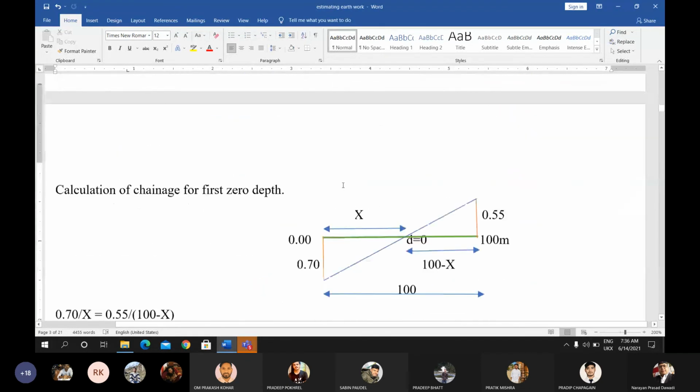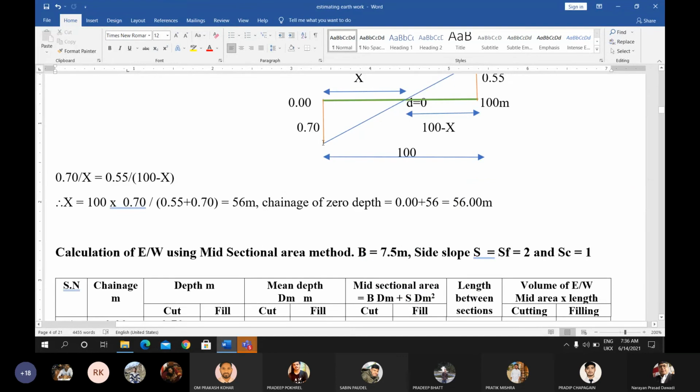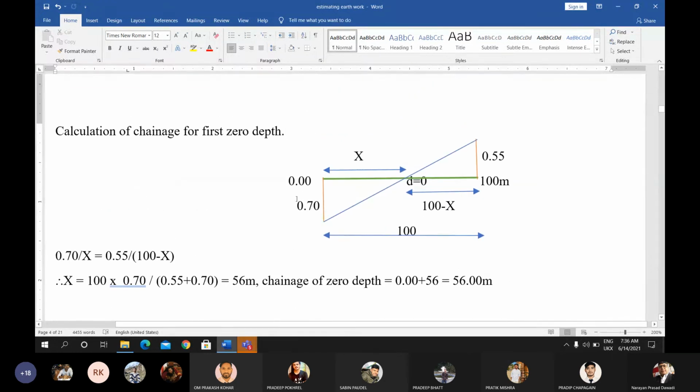So for the cutting portion, go downward vertically from the starting point, because it is cutting. Draw a line and mention the value of 0.70 here. From the end of this line, this 0.55 meter is the filling data, so draw a vertical line upward, and mention the depth of filling as 0.55 here.